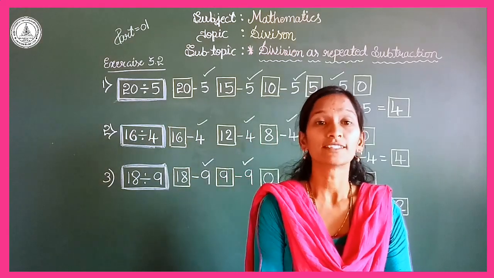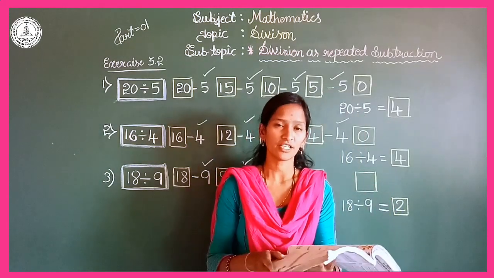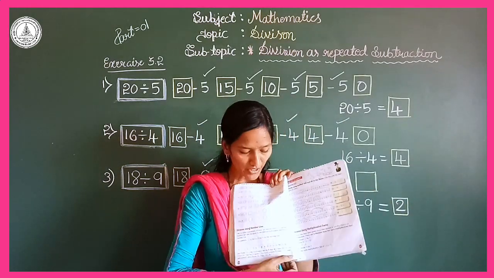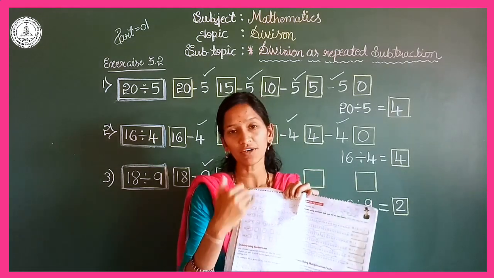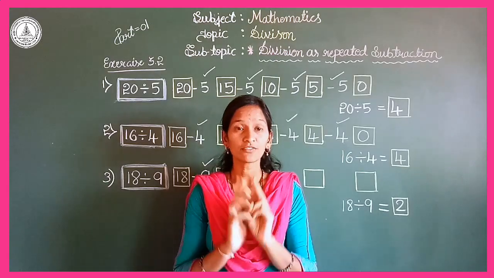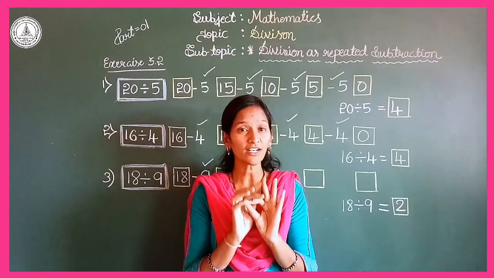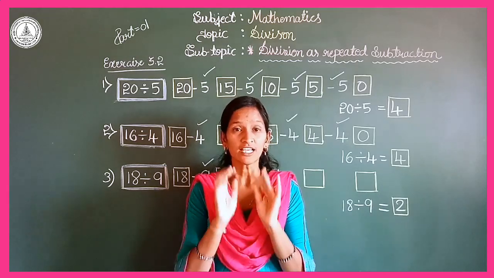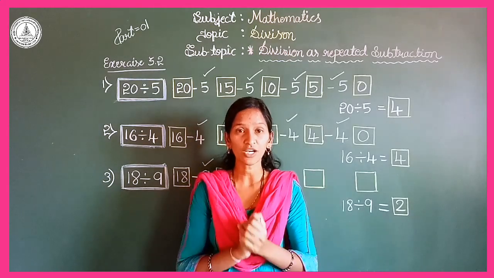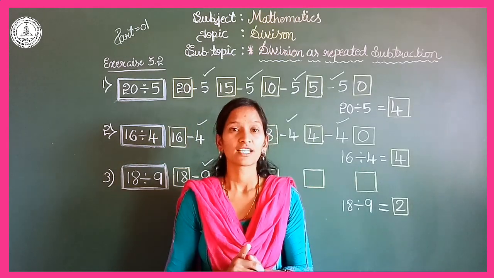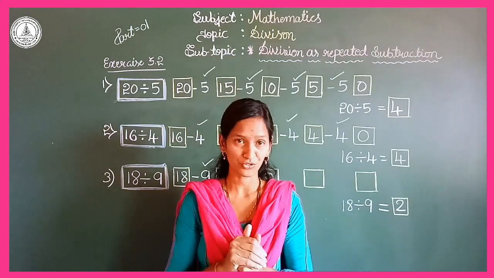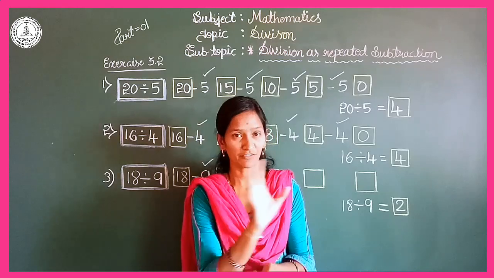You have to solve the remaining problems in your textbook. The remaining 7 problems are on page number 102. You have to solve them at home. So students, in this class we discussed two concepts. The first one is division as equal distribution and the second one is division as repeated subtraction. By seeing this, what can you say? Yes, division as repeated subtraction and also equal distribution. That is the meaning of division.